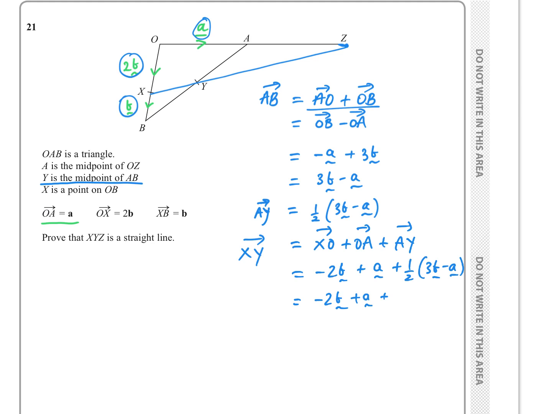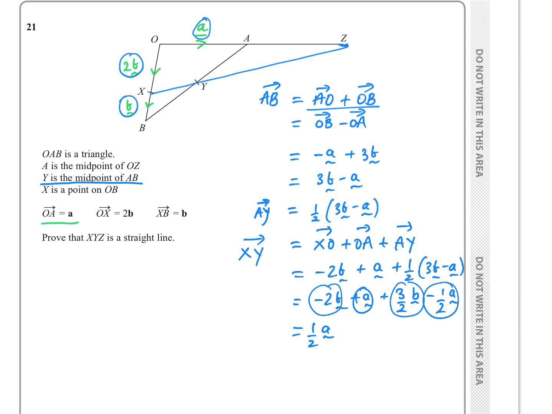Now this is a bit messy here, so I'll just rewind that a little bit. When you've got to underline your vectors, you've got to be a bit careful, so I'll write it like that. And then we can neaten this up a bit more, so we can do our a's here. So plus a minus a half is just a half of a. And then we've got 3 over 2 b minus 2b.